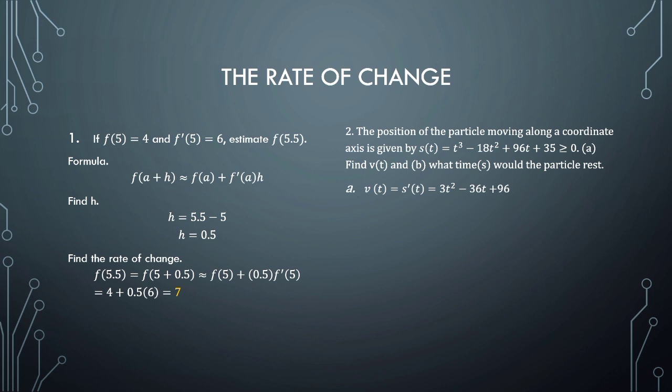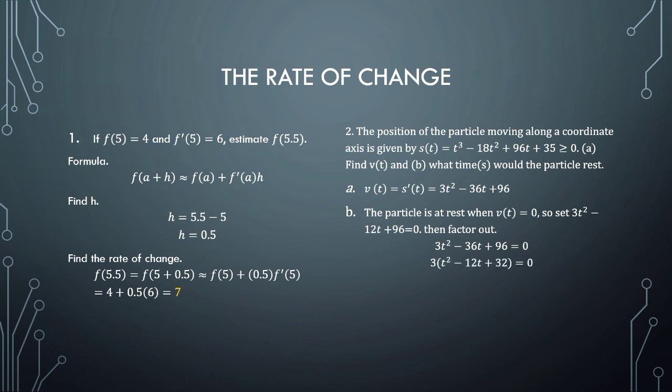Then to find the time the particle would be at rest, we first need to set v of t equal to 0. So it would be 3t squared minus 36t plus 96 equals 0. Then factor. It is factorable by 3. So 3 times t squared minus 12t plus 32 equals 0. The next step is to factor the expression t squared minus 12t plus 32. The factors would be 3 times t minus 4 times t minus 8.